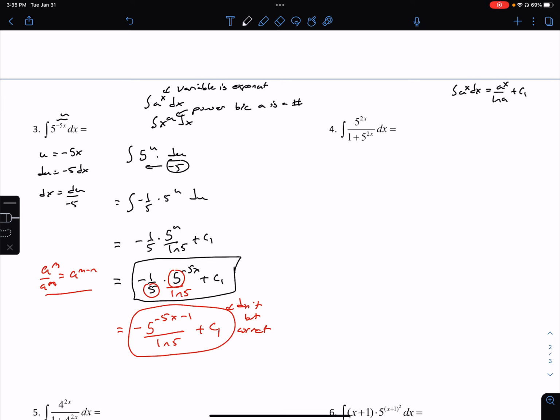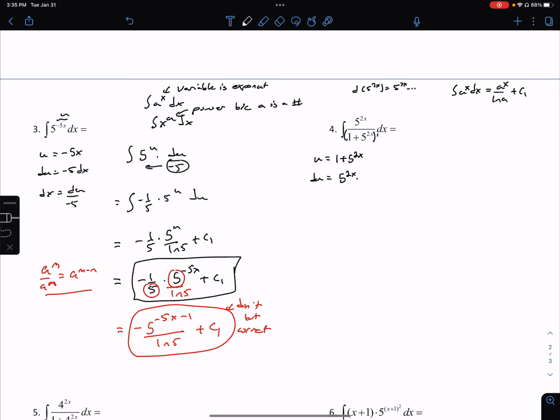So for number 4, we saw this one yesterday with e to the x. The easy way to do this one, we have 5 to the 2x over 1 plus 5 to the 2x. Now, I know the derivative of 5 to the 2x is going to have a 5 to the 2x in it. So I'm thinking use substitution, and I'm going to use my bottom to be my u, because remember, if I think of the bottom as a quantity, that power is just 1. I can let my u be this 1 plus 5 to the 2x. Our du would be 5 to the 2x.